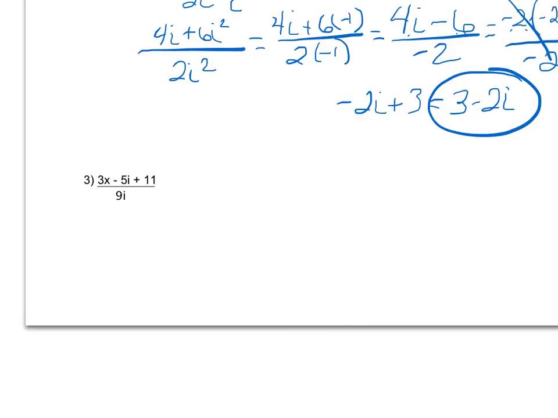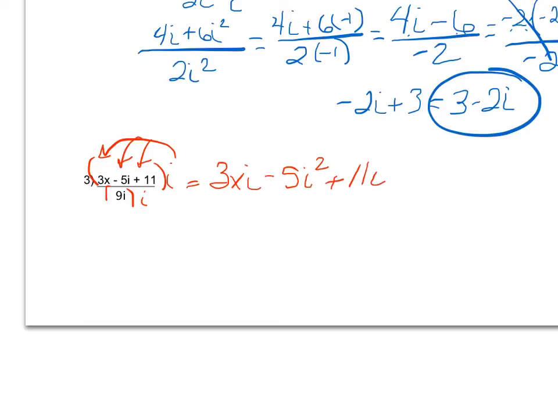Okay, now that you've had a chance to try one, I'm going to notice that, again, I don't want i in the bottom. There's nothing I can simplify on top. So I'm going to multiply the bottom by i and the top by i. So it has to, on top, distribute to all three terms, giving me 3xi minus 5i squared plus 11i. On the bottom, it's one term. So 9 times i is 9i squared.